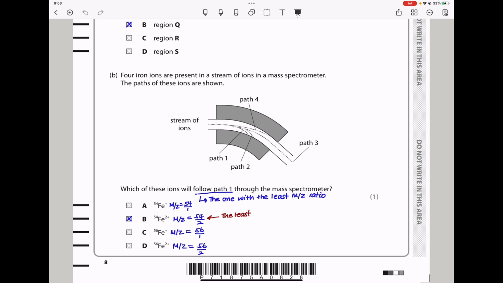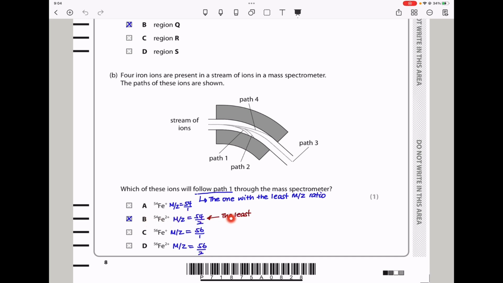The ion following path 1 should be the one with the lowest mass to charge ratio because it was deflected the most. So among the 4 ions, I try to calculate the mass to charge. This is going to be 54 divided by 1, 54 divided by 2, so this is lower than that, so A is out. 56 divided by 1, this is higher than that. And 56 divided by 2, that is higher, so this is the least, and therefore the answer is going to be B.